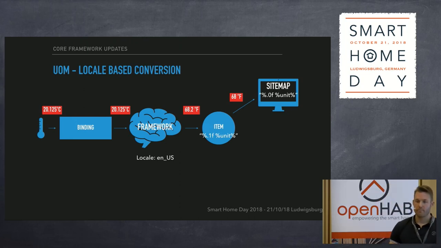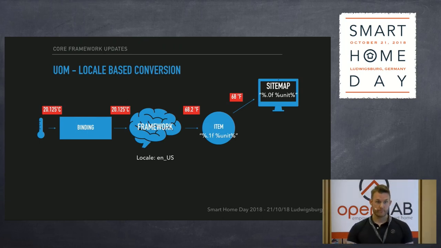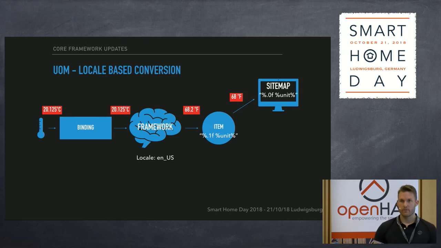This one is about the locale-based conversion, which I mentioned earlier. Here I have the same example as on the last slide, but we have a locale defined, which is English in the US. And now the state description looks a little bit different. Typically, the state description with this special unit placeholder will be defined on the channel type. So you don't have to put it on the item. On the item state description, you are free to move this unit placeholder to any place you like. So it does not have to be the last thing in the state description. But typically, it will just come from the channel type.